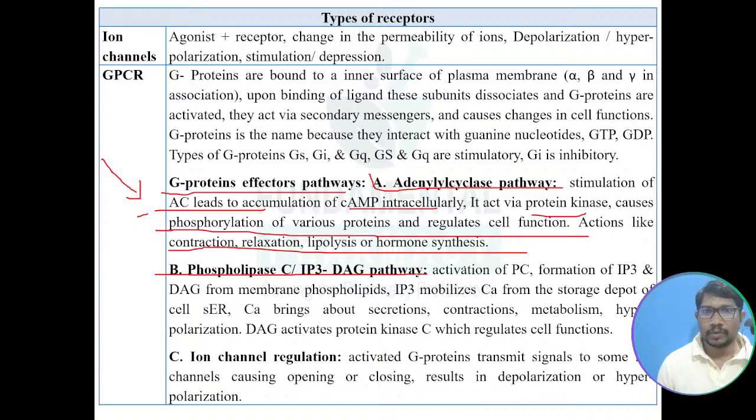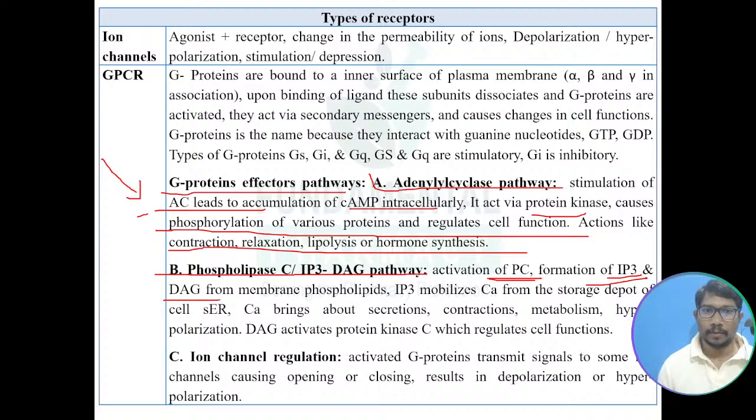When there is a stimulation of GPCR or particular Gq proteins are stimulated, then that activates the phospholipase C enzyme. It is named phospholipase, meaning it will break down phospholipids. Phospholipase C breaks down the phospholipids and converts inositol diphosphate to inositol triphosphate, and also produces the diacylglycerol DAG from the membrane phospholipids.